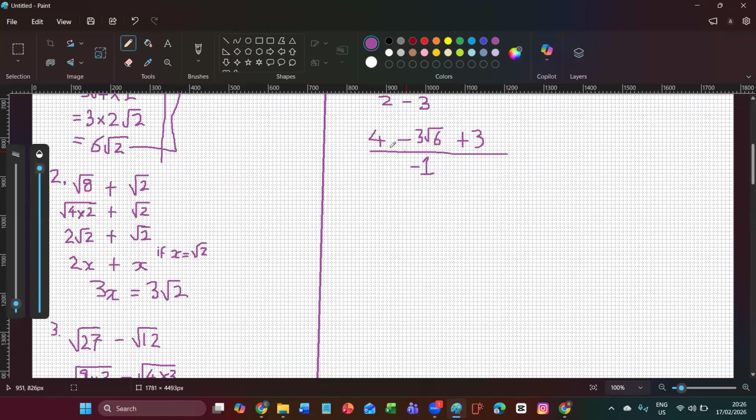Okay, so can you leave the answer like this? Well, not really, because we still have some like terms, which are 4 and plus 3. And you don't have the minus 1 at the bottom there. So 4 plus 3 is what? 7. You can write it like this: 7 minus 3 root 6. You can't break down root 6, so you just have to leave it like that. But now what can we do to this minus 1?